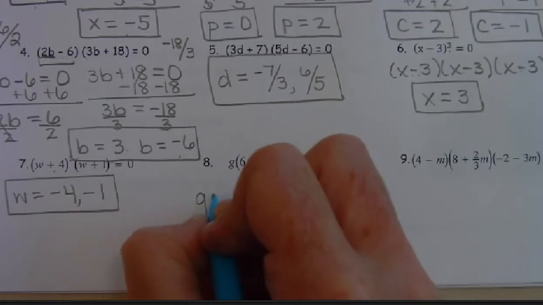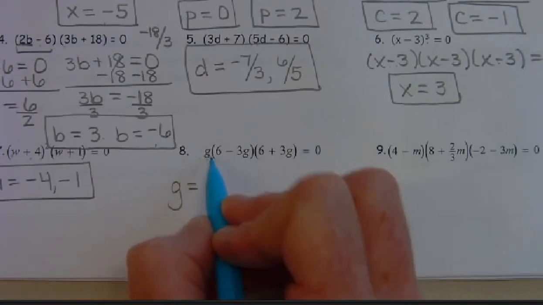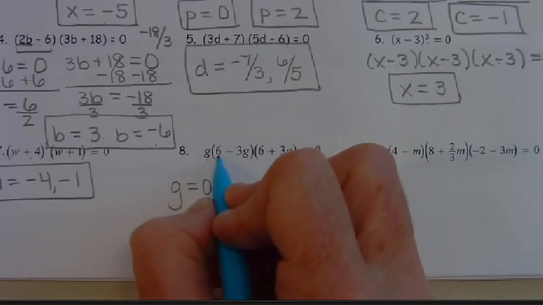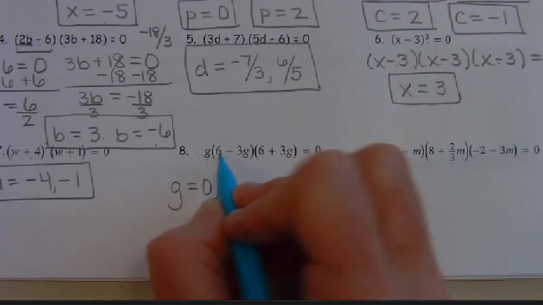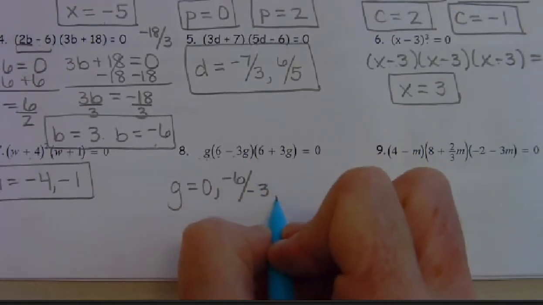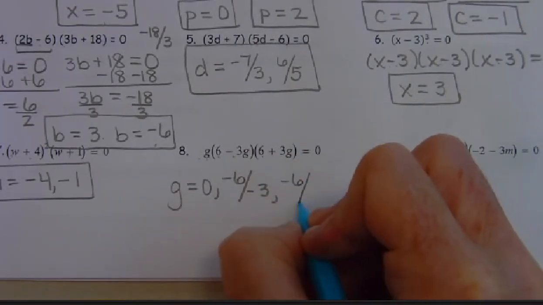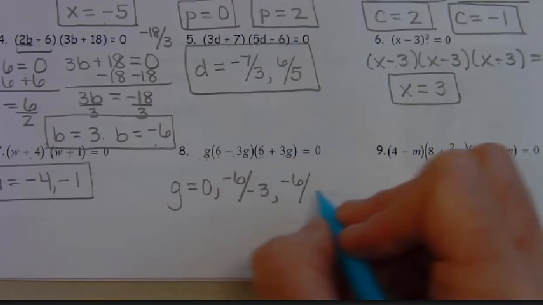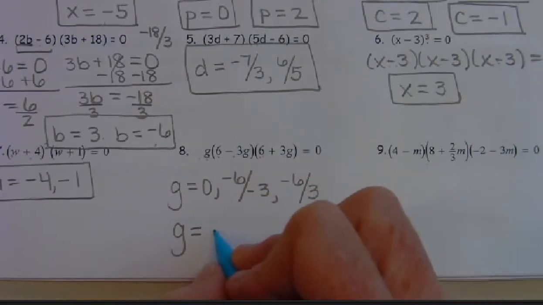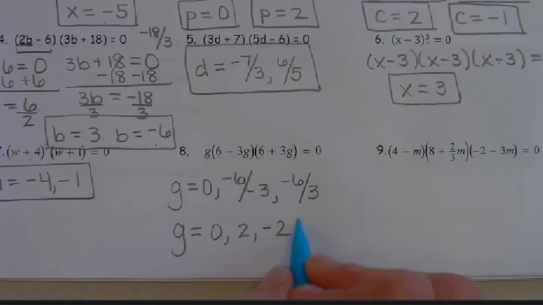In this case, there's a variable out front. Anytime there's a variable or a number multiplied by that variable, it's a 0. To do the shortcut here, I take the opposite of 6, which is -6, and I divide that by -3. The shortcut here, I take the opposite of 6, which is -6, and I divide that by +3. And then I simplify them. So I have 0, +2, -2.